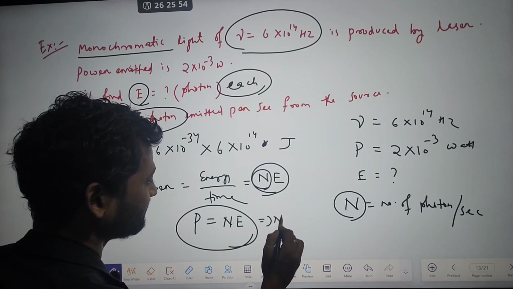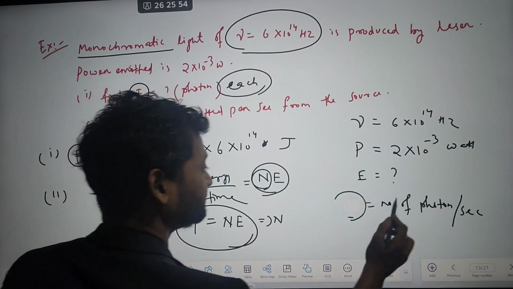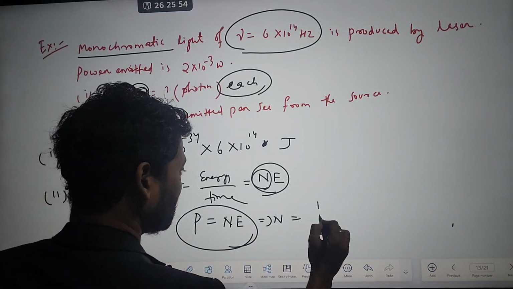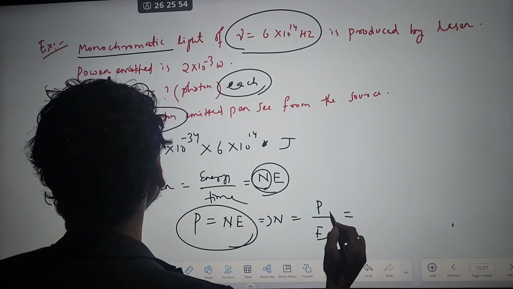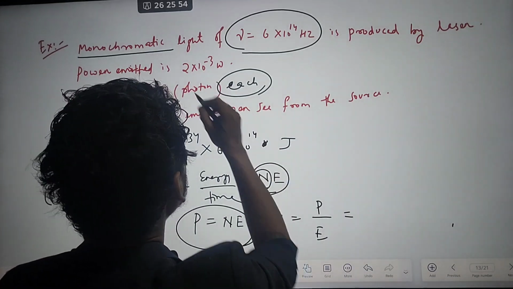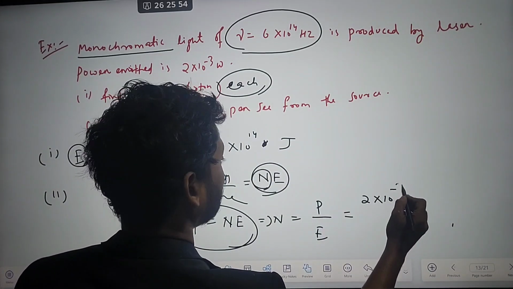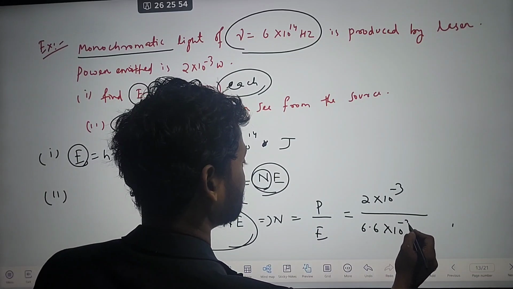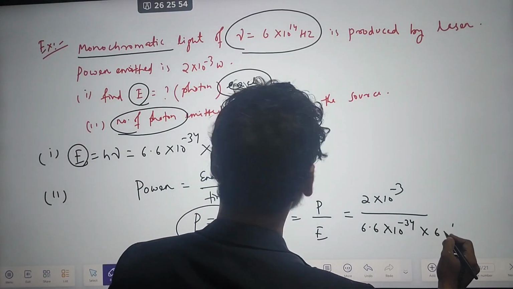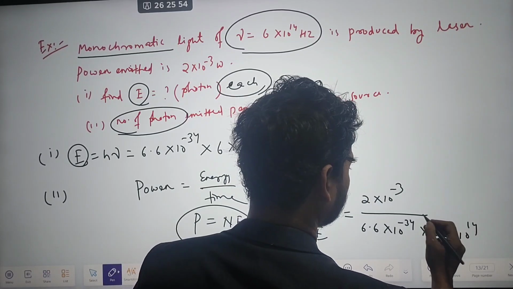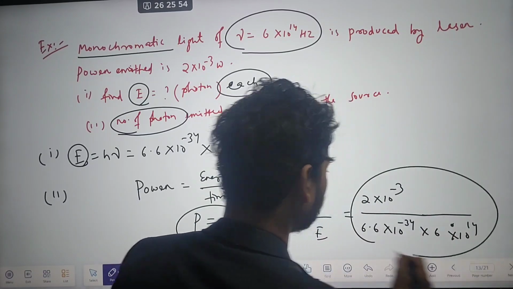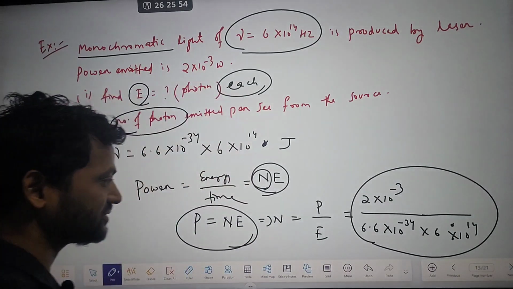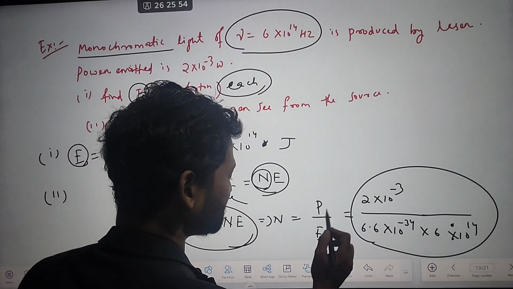And you just find out n. How? n will be P upon E. P is the power given, 2 into 10 to the power minus 3, and the energy is 6.6 into 10 to the power minus 34 into 6 into 10 to the power 14. Just divide and get the answer. You have to do this yourself; I'm not here to calculate all this unnecessarily, as it will take time and waste time.